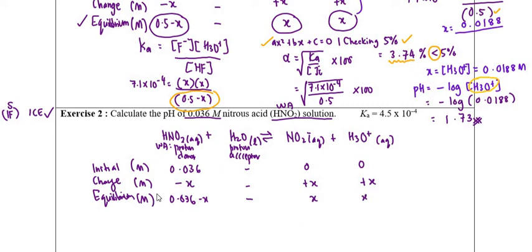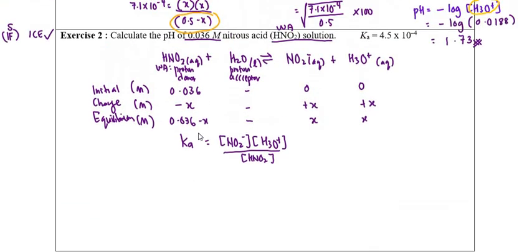Di sini kita buat Ka or Kb expression, Ka expression, because the dissociation involve weak acid. So, Ka equals concentration NO2 minus multiply concentration H3O plus over concentration HNO2. Okay. Next, Ka is 4.5 exponent negative 4, X times X over 0.036 minus X. Okay, before you expand into AX squared plus BX plus C, what you should do?